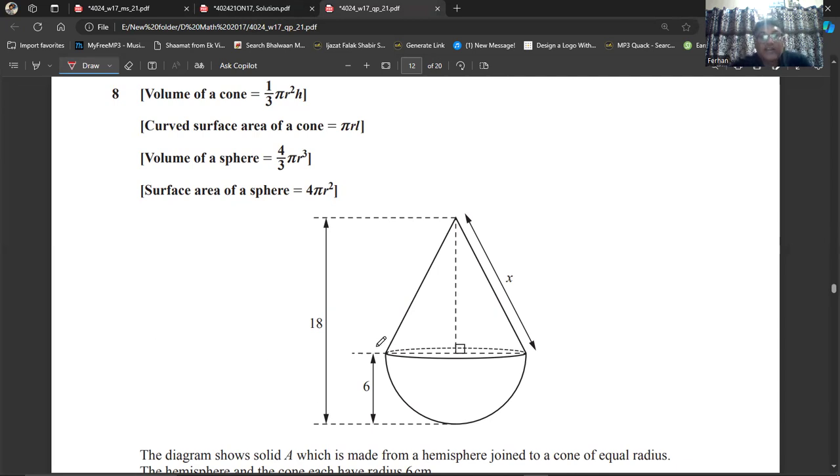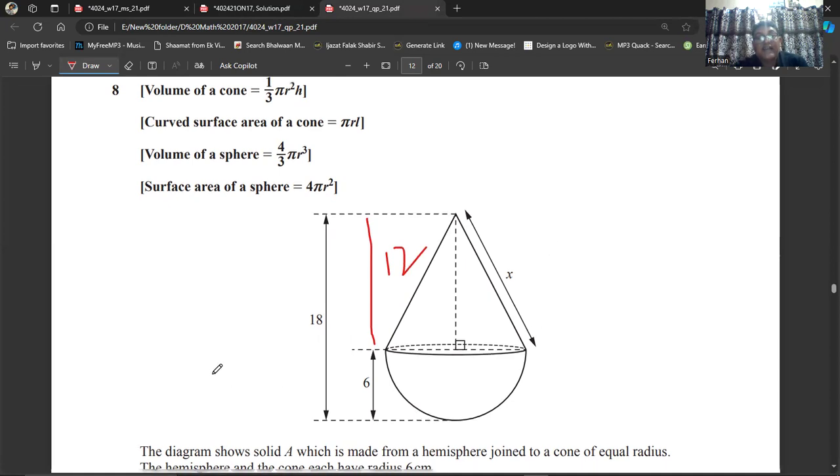So here the radius of this cone, or the radius of this hemisphere, is 6. The total height of this solid is 18. So this height is 6. So this height will be how much? This will be 12. Okay. So this slant height is x.